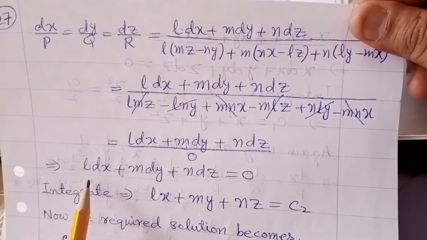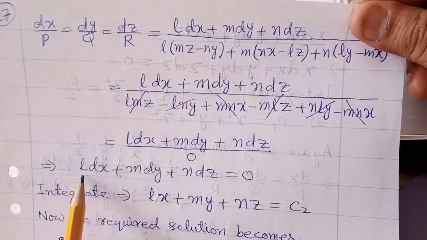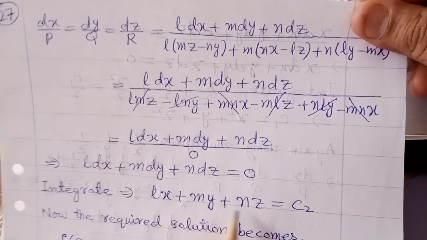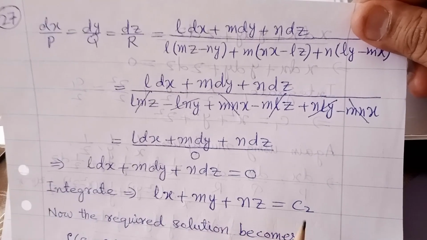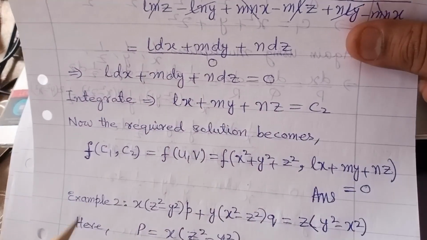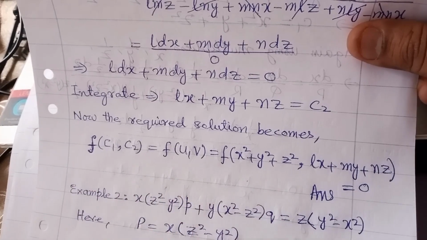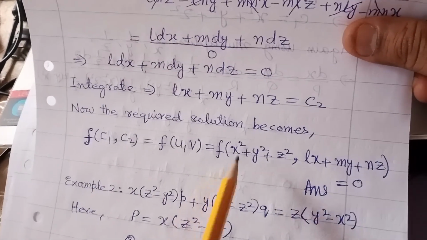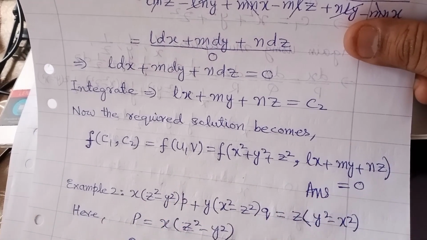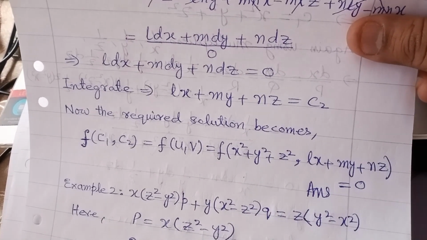After the integration, the integral of dx will be x, because l is a constant, so that will be lx plus my plus nz is equal to c2. So this is the value of c2. Now the solution of the differential equation can be written as f of c1, c2 is equal to 0, that is f of u, v is equal to 0, where u and v are the values found. This is the required solution of the partial differential equation by using the method of Lagrange multipliers.